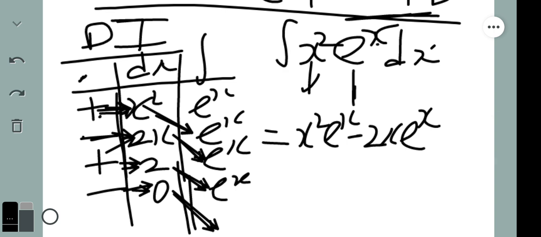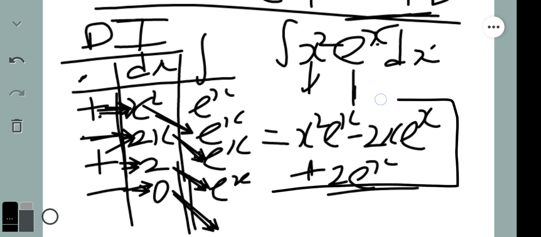So from here, what do we have? We have this. We continue, we have plus 2 exponential x, and that is it. So if you look at this, you have plus x square exponential x, which is this, minus 2x exponential x, which is this, and plus 2 exponential x, which is this. And this is a short method, or a short way, to solve that problem instead of going through a long rigor.